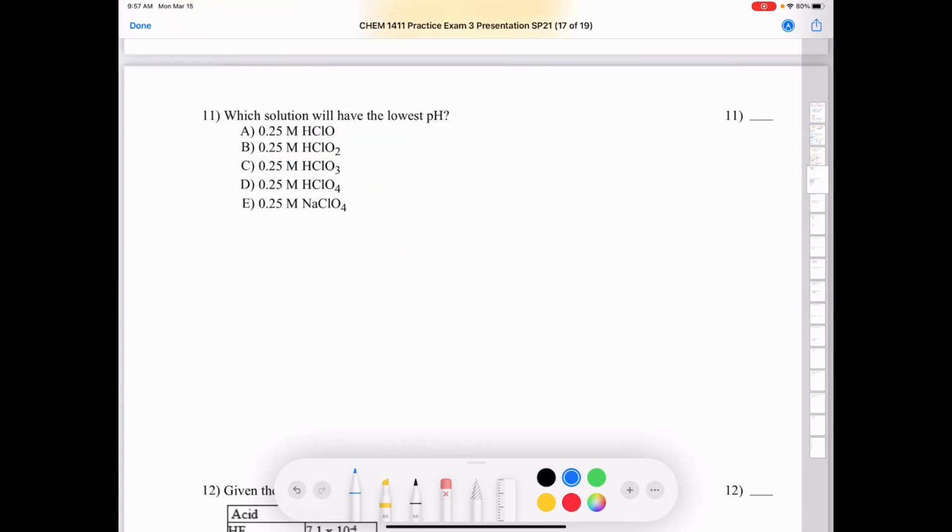D. Question number 11 asks, which solution will have the lowest pH? Well, we know that when we have a low pH, a pH below 7, we're going to have an acidic solution. And if I take a look at the acids here, in A I have 0.25 molar hypochlorous acid. In B, I have 0.25 molar chlorous acid. In C, 0.25 molar chloric acid, and then in D, I have 0.25 molar perchloric acid.